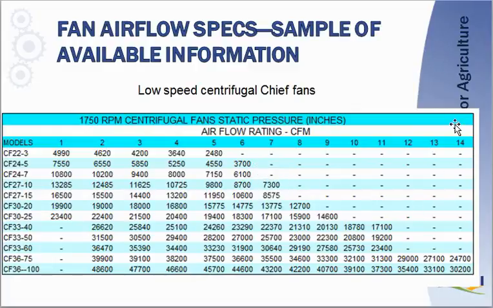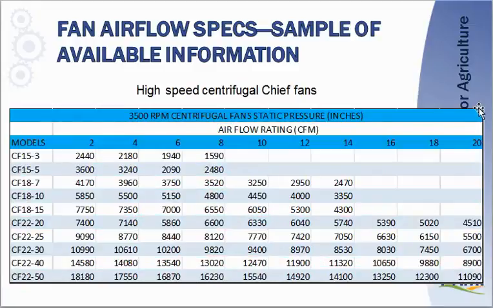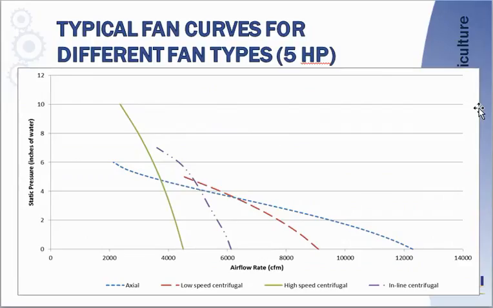So this is low-speed centrifugal fans, and this is a sample of information from high-speed centrifugal fans. The main difference between low-speed and high-speed fans is the static pressure that they can operate at. So I generated a quick graph that shows the different types of fans and the airflow rates that you get from them at various static pressures.